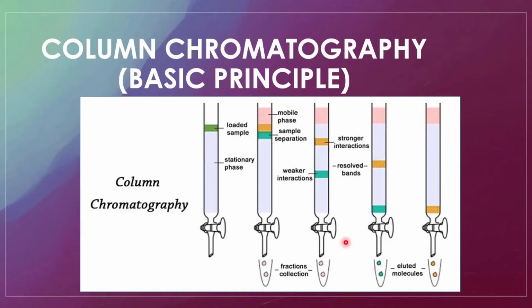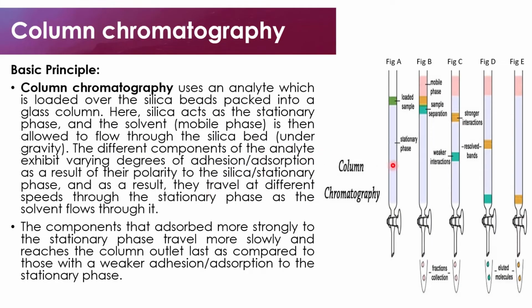In today's class and video, we are going to look at the basic principles of column chromatography. So we'll start our introduction by looking at the setup over here that explains the various steps or stages in the column chromatography process. From the setup, figure A shows how the test sample is loaded onto the surface of the stationary phase in the glass column.